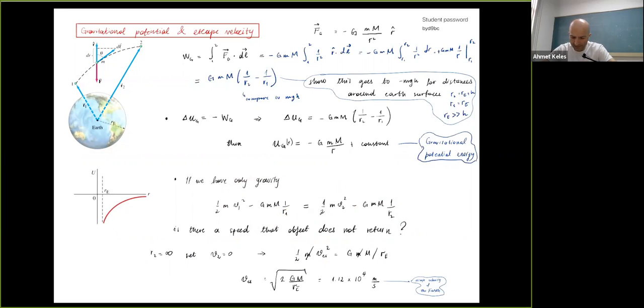If you solve it, you find v escape like this. If you put in the numbers, it's like 1.12 times 10 to the 4 meters per second. This is the escape velocity of Earth, which is a very big number.